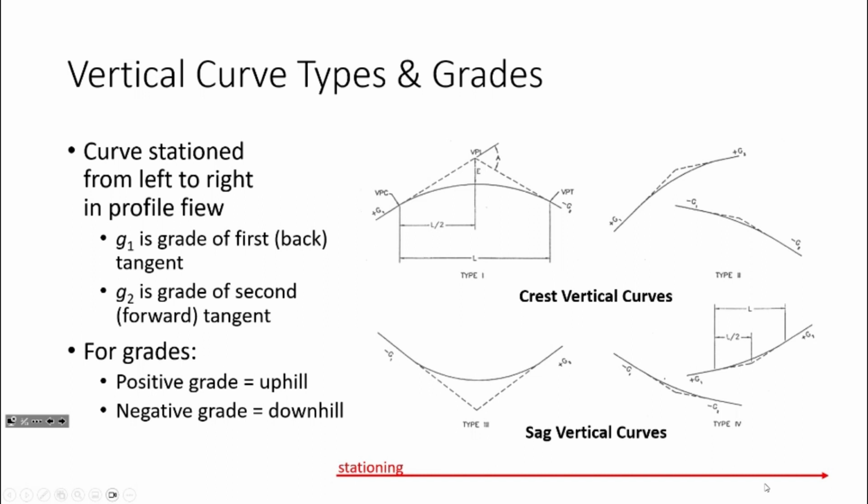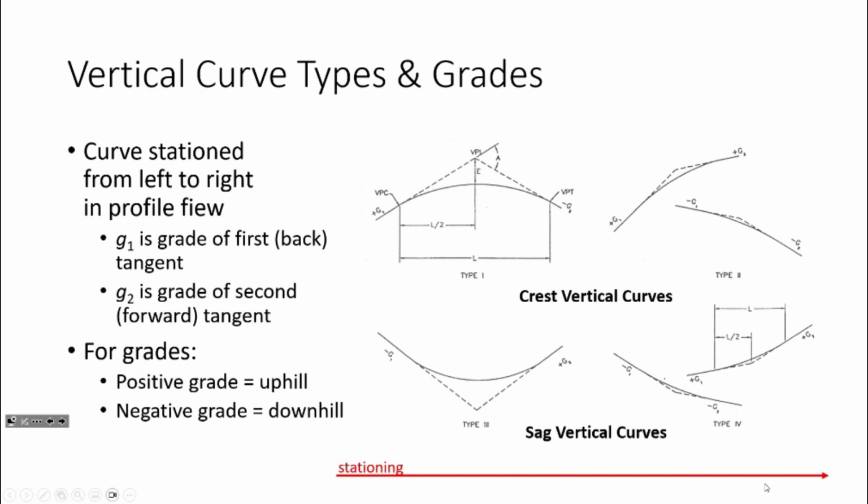Okay? So for example, let's make up some numbers. If I were to give you G1 is, I don't know, plus 2.5% and G2 is negative 1.8%. What kind of curve am I going to be dealing with? Am I going to be dealing with a crest curve or a sag curve? Crest. Crest, right? Because G1 is going to go uphill, G2 is going to go downhill, and so the curve is going to look like that, right?